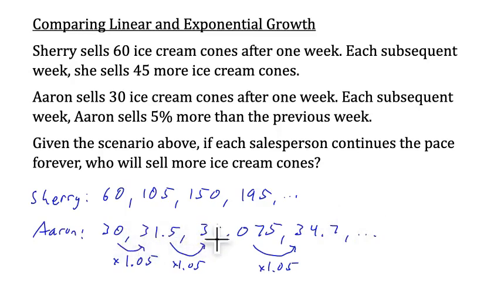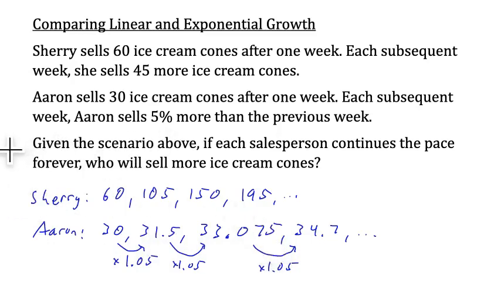Okay, now Aaron's totals don't look very impressive here compared to Sherry. But remember, Sherry always sells 45 more ice cream cones than the previous week. So she has a constant rate of change. But Aaron's pattern demonstrates exponential growth. So if they continue forever, since Aaron is selling more and more and more each week, eventually Aaron will be selling more than Sherry. His rate of change is increasing. So eventually he will catch up to Sherry.